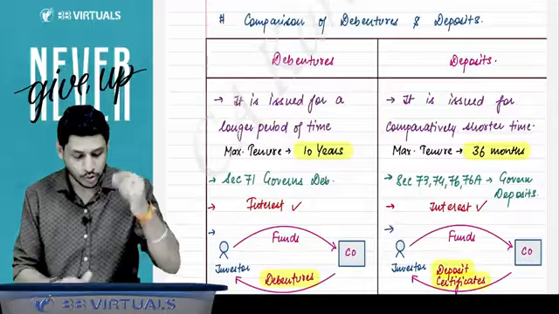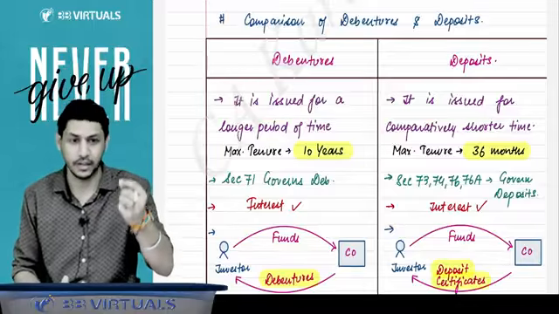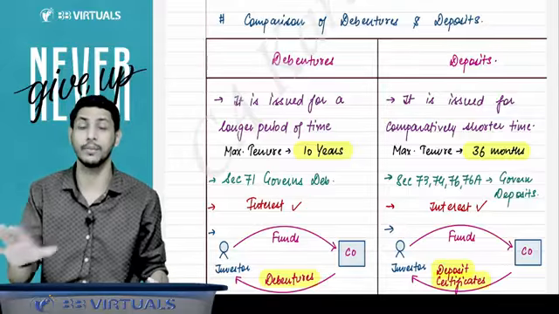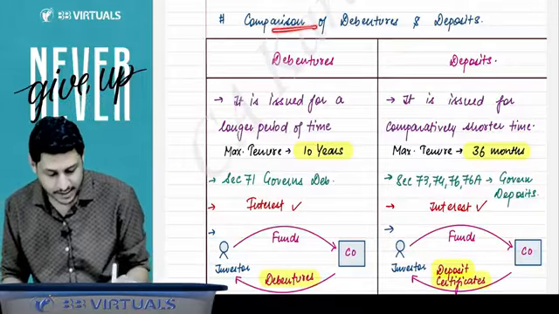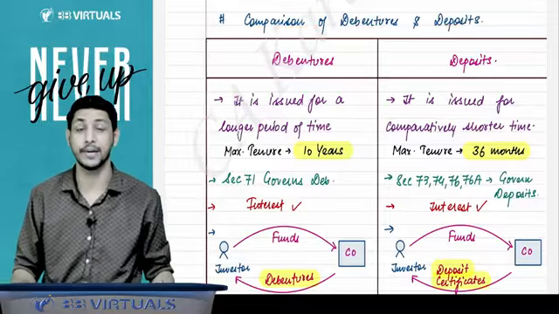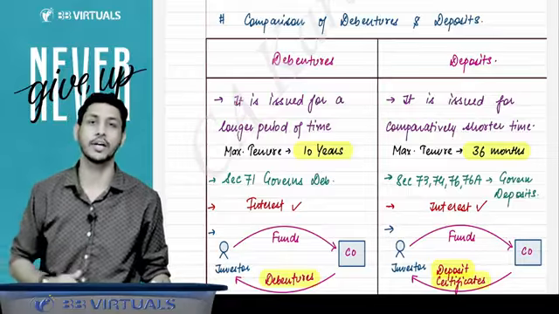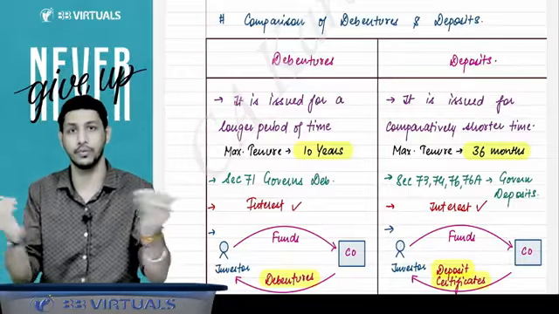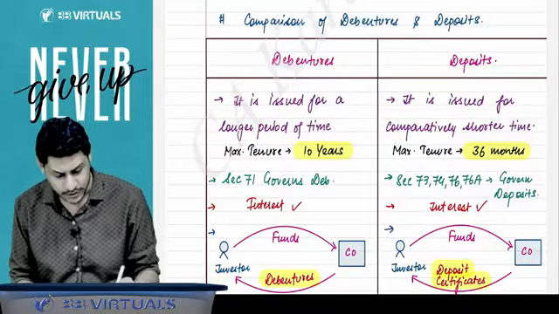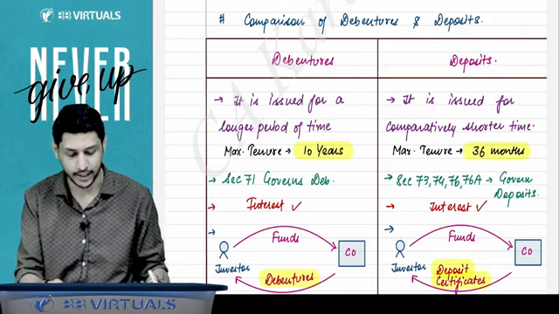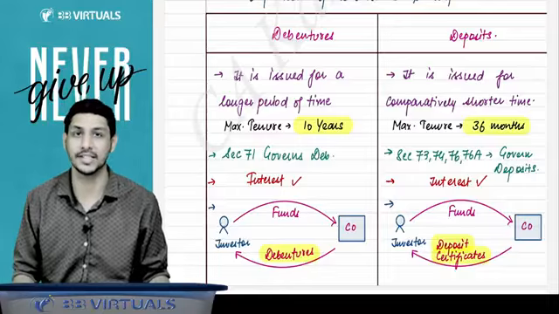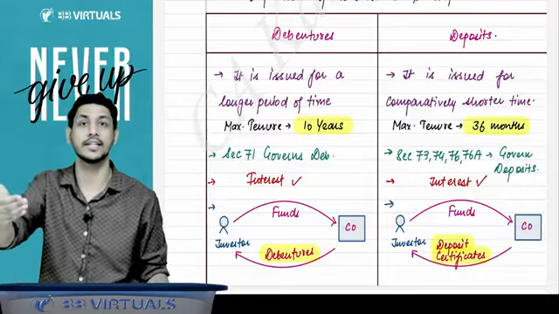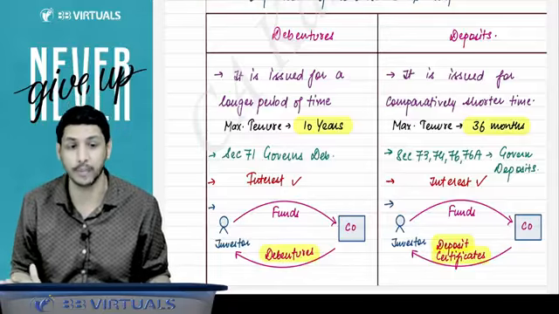But firstly, I'll tell you some basic things about deposits and everything related to them, so that you will be able to understand it very easily. What is the difference between debentures and deposits? Debenture is issued for a comparatively longer period of time, but deposits are also considered a borrowing, but for a shorter period of time.